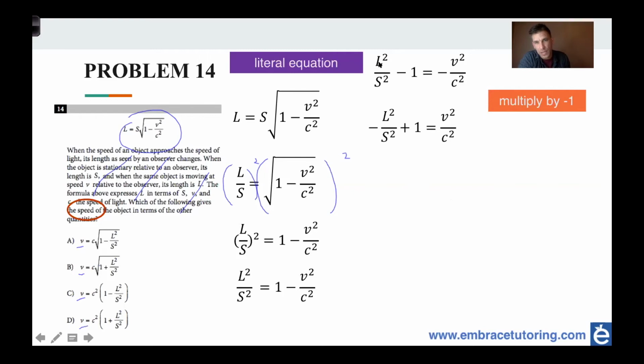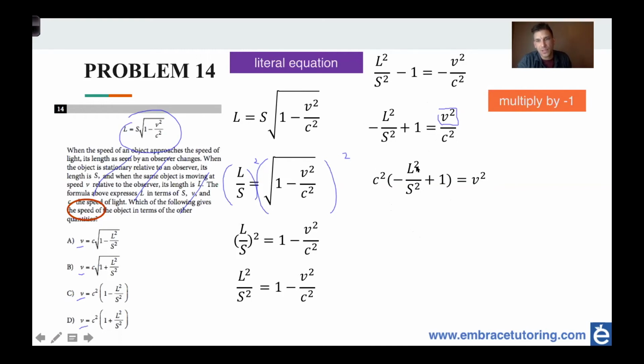Because I do -1 times this, then -1 times the -1, which gives me a +1, and then -1 times the v squared over the c squared. That gives me a positive v squared over c squared, with my entire intention being to get this eventually in a positive form, because that's what I'm trying to solve for. Okay, good. Then I'm going to cross multiply.